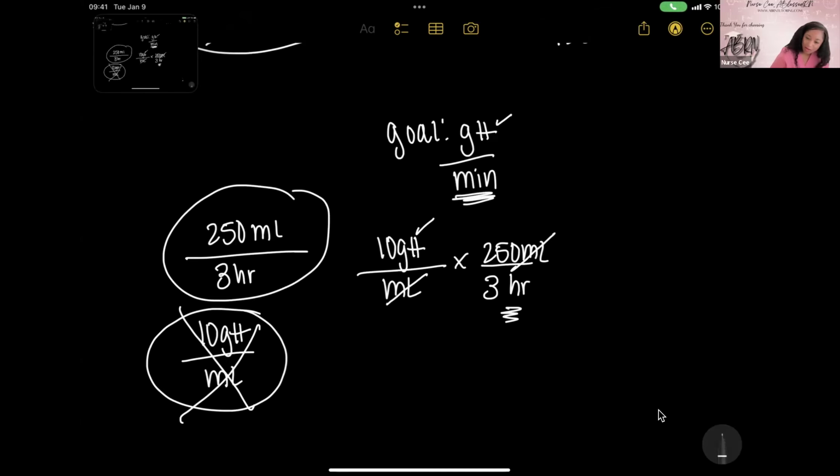So now you see how important it is to write your units by your numbers, because you don't know what to cross out, and if you've reached your goal, if you don't know which units to cross out. So we'll do our conversion with time, okay? So 1 hour is 60 minutes. Cross that hour out, and now we've got drops on the top and minutes on the bottom, which is the goal, okay?